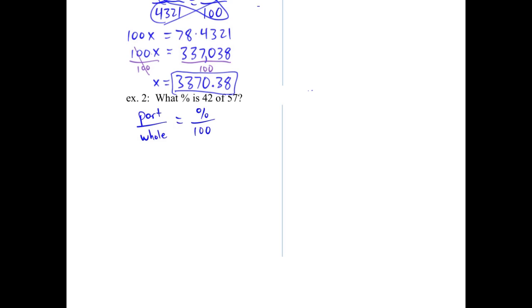So what percent? So we're trying to find the percent. So I'm going to just right away put an X in there for the percent. Some people will leave the percent sign. Is 42. So 42 goes in for the numerator up there on top, the part, of 57. So we could cross multiply: 57 times X equals 42 times 100. Then we'll have to divide by 57. And we end up getting X equals 73.68%.